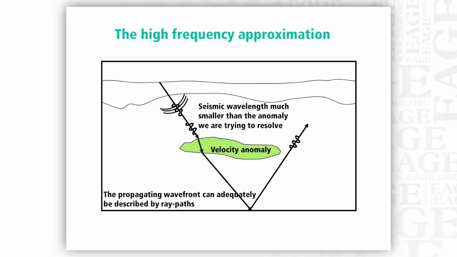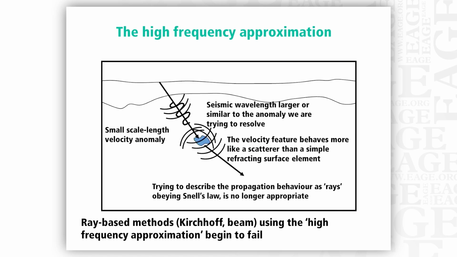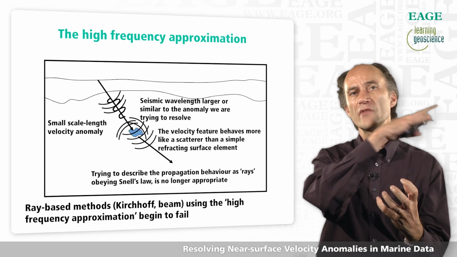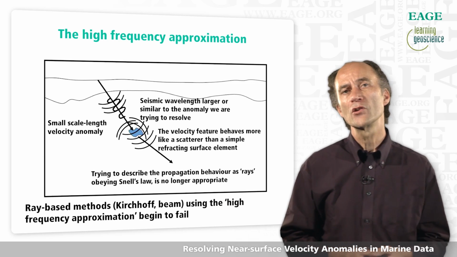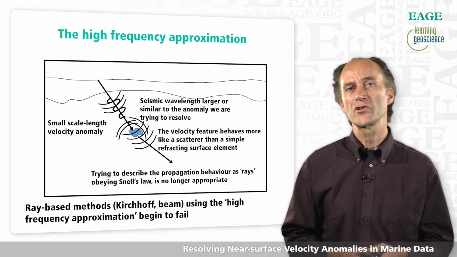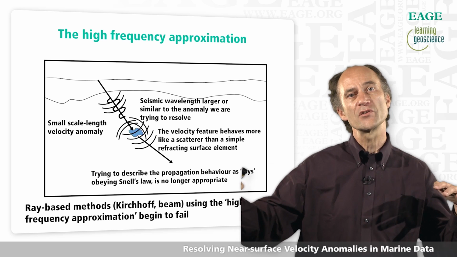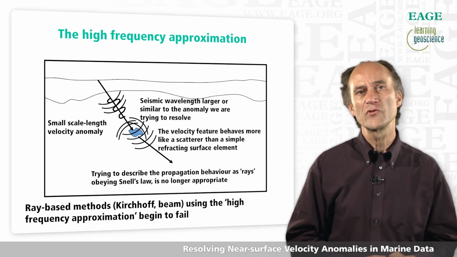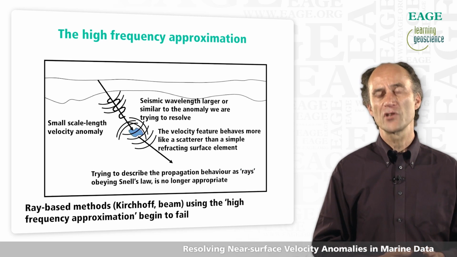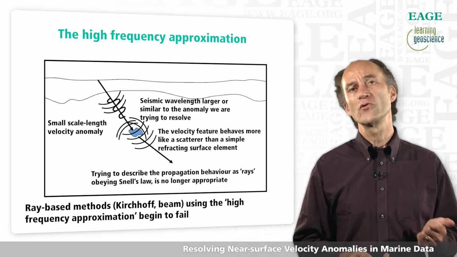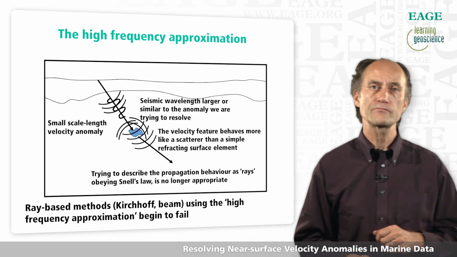Conversely, if we go down to something looking like a boulder, which is small compared to the wavelength, so now the wavelength is longer than the object, you can no longer simply describe it as refraction at a point on that surface, because the long wavelength perturbs a large area of the surface simultaneously. So you have to move to a scattering approximation, not a refraction approximation. And this is where waveform-based tomography comes into play.